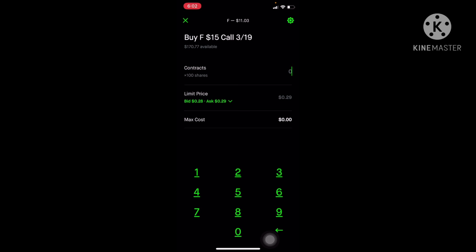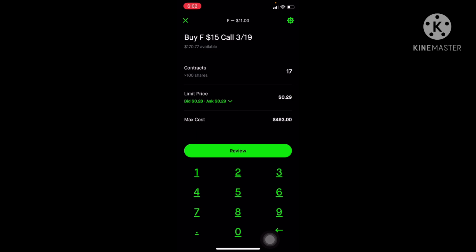So because this contract is only 29 cents per contract, I may say, I'll buy 15 of them. Maybe I want to get $500 worth of this contract. So let's say 15. 15 is $4.35. I can buy a little bit more. 17 contracts at 29 cents. What I'll do at that point is I'll go ahead and buy these contracts.